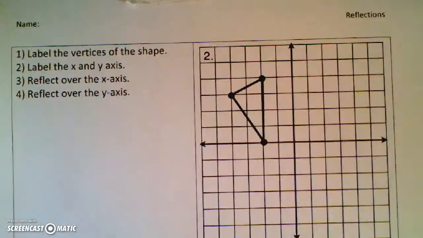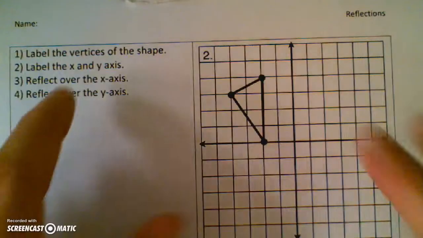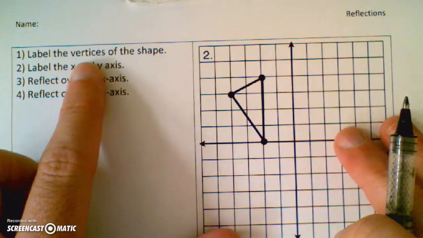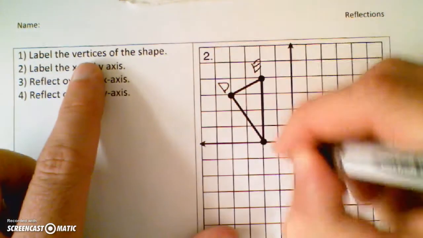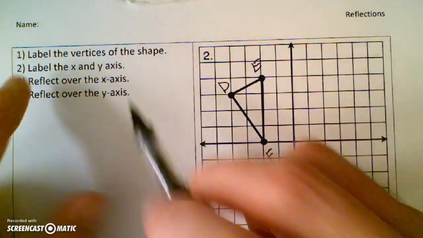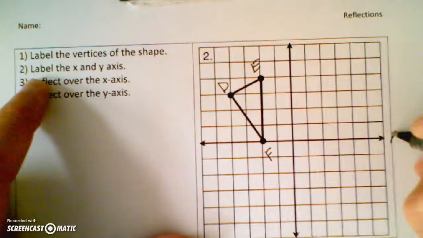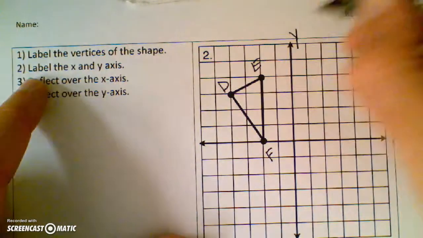Same idea. You want to follow your first steps. Label the vertices of the shape. So this time I'll just do it as D, E, and F. Try to mix it up a little bit. Label the X and Y axis. So here's X and here's Y.